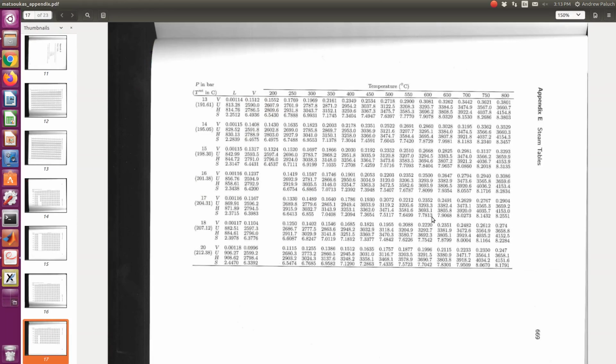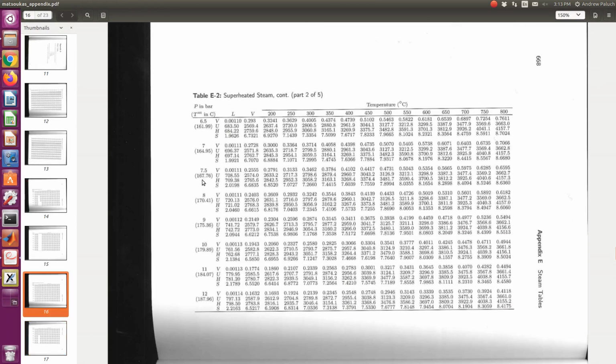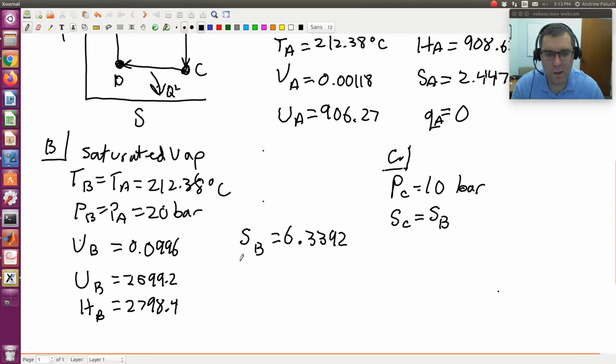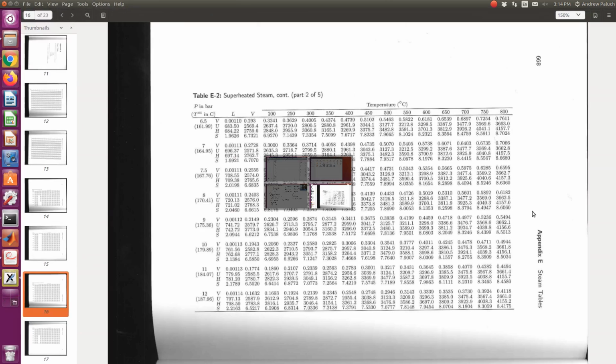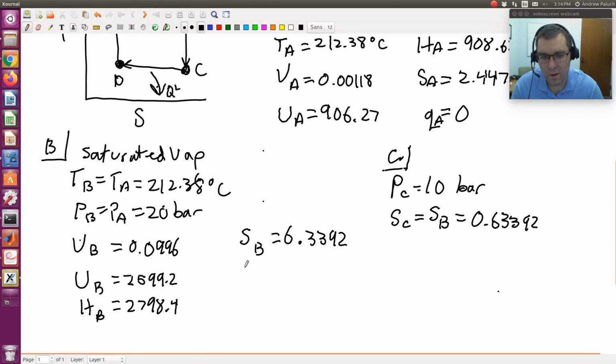So if I go over to my superheated steam tables and I find 10 bars on here, I'm reading across my entropy column. Okay. And SC is equal to SB. Let me write down its value, and that's equal to 6.3392. See that 6.3392 is between that of a liquid or vapor, so I must have a two-phase system. Let me make a note here that QB was 1, which is saturated vapor. So here I'm going to have a two-phase mixture.